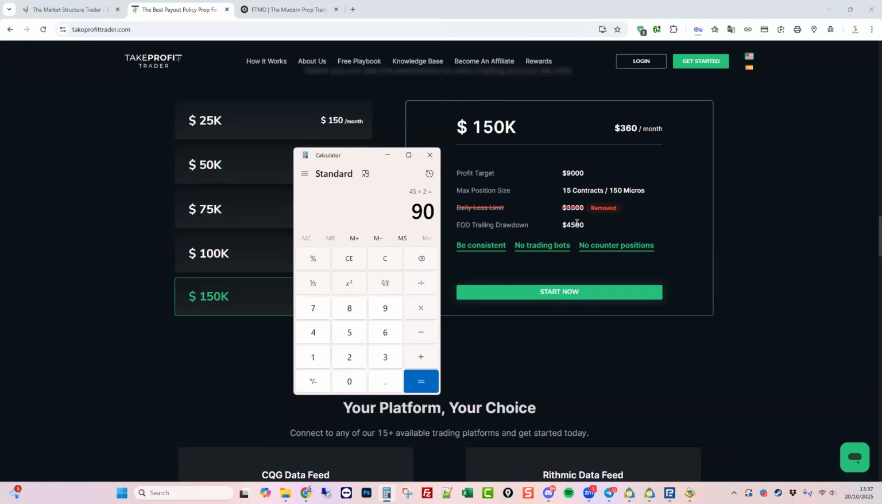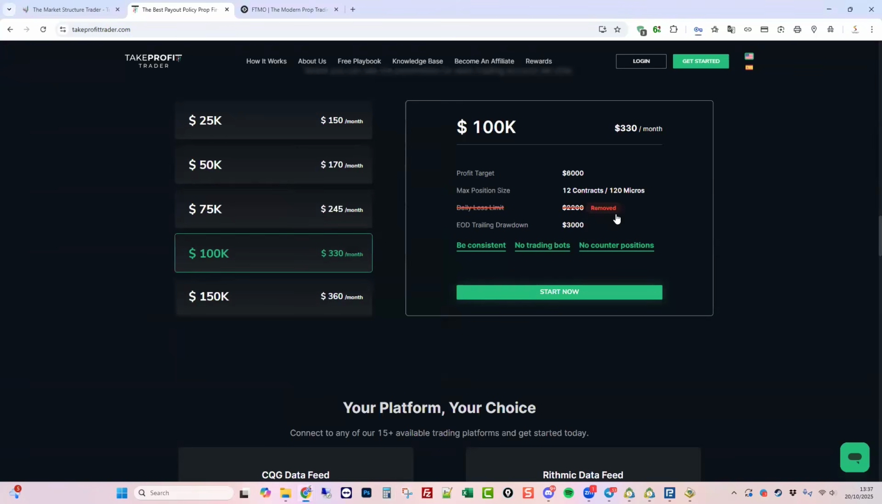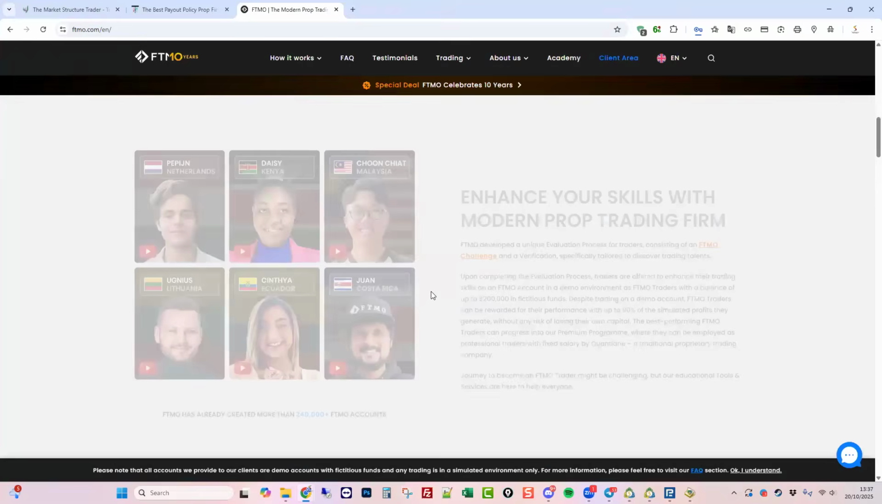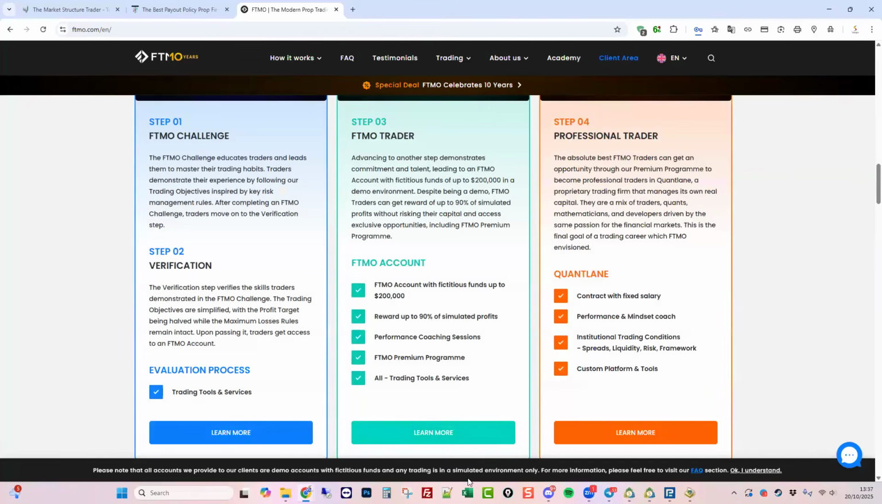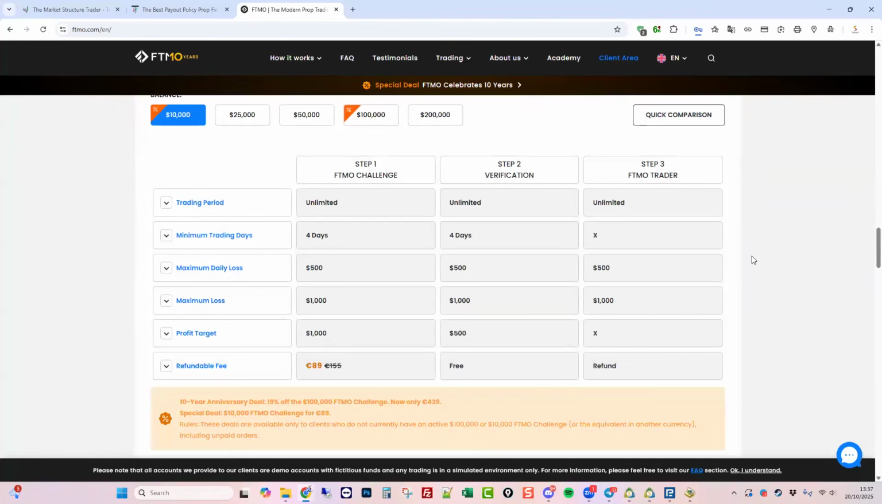So this is what we're working with, 4.5K in this case. I'm going to use as an example 100K here, which is $3,000. So that's what you've got to play with, and that's what you need to focus your risk on. But you're not going to pass an evaluation if you use 1% risk.